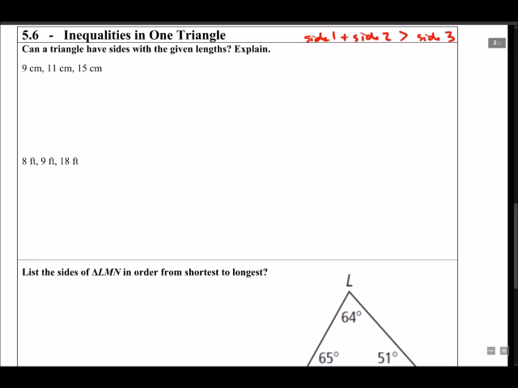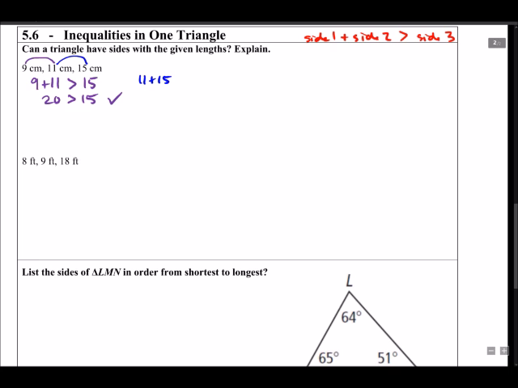So let's see what we're asked to do here. Can a triangle have sides with the given lengths? Well, we have to check all three sides, but I told you the secret here was to find the two small ones and check those first. So 9 plus 11 has to be greater than 15. 20 is greater than 15. Check. And we do the next two.